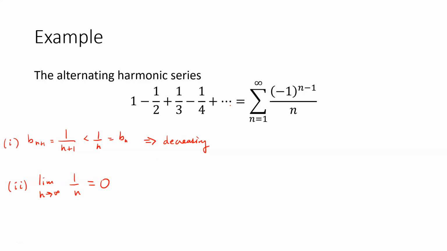Notice that I didn't consider the (-1)^n when testing those two conditions, because those two conditions ignore the alternating sign. They just look at the terms in absolute value. So with those two conditions satisfied, it's decreasing and the limit goes to 0. Therefore, it's convergent by the alternating series test.